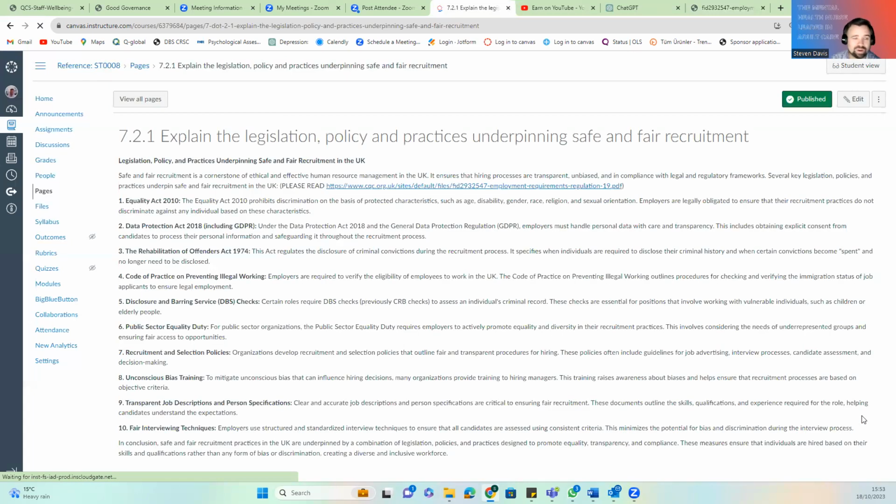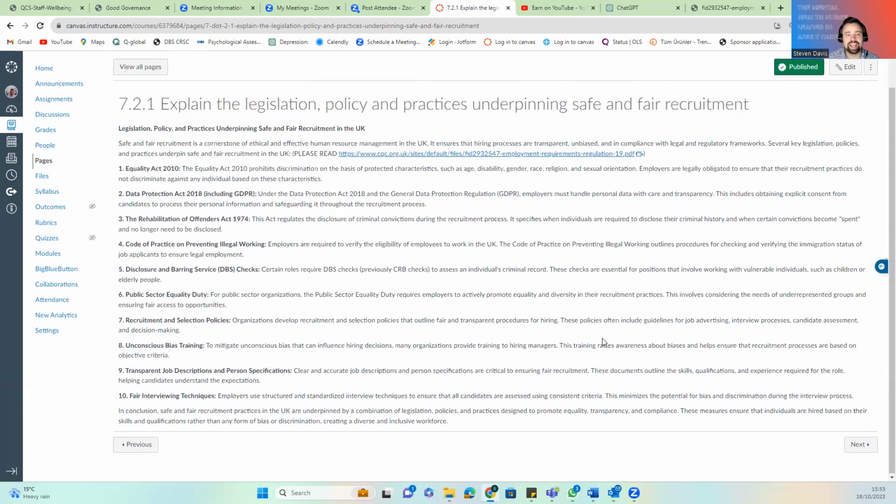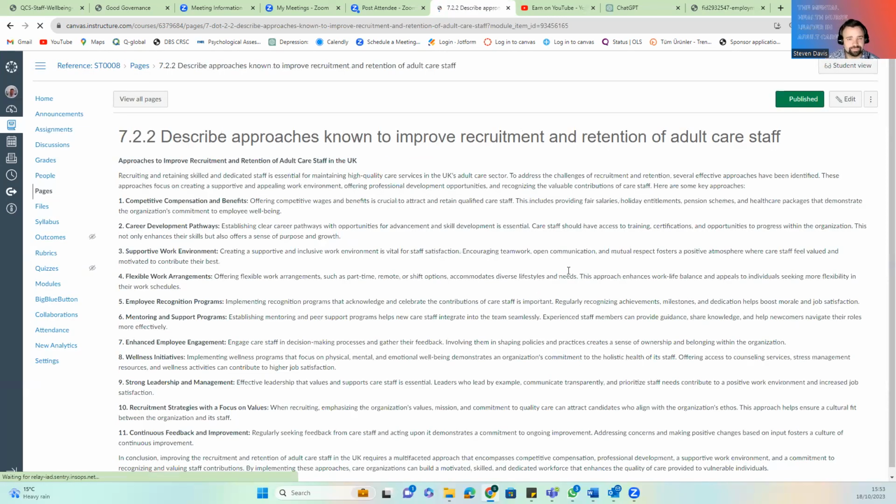Normal legislation, and I'm not going to run through all of this legislation, because if you don't know it by now on a level 5, I don't know when you will, because ultimately you will have covered this in your level 2s, your level 3s, and legislation doesn't change. It just is what it is, right? So we've got the Equality Act, GDPR, rehabilitation, codes of practice, data and barring, public sector equality, recruitment selection process, bias training, job descriptions, and fair interviewing techniques. So all of the normal stuff. What's the most important thing is to click on that link and read that, because that is what CQC expects you to do under safe recruitment.